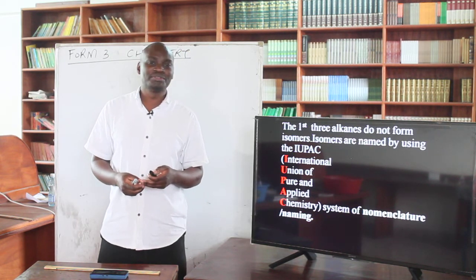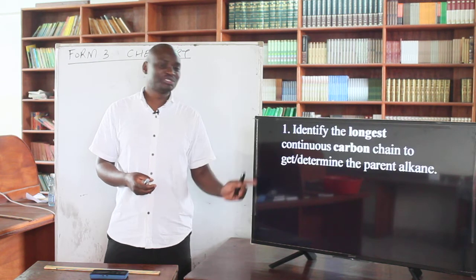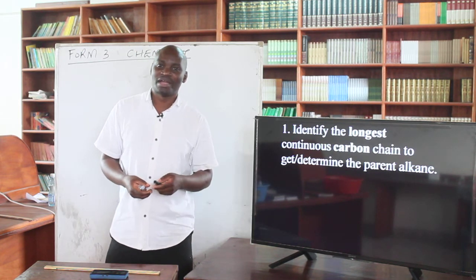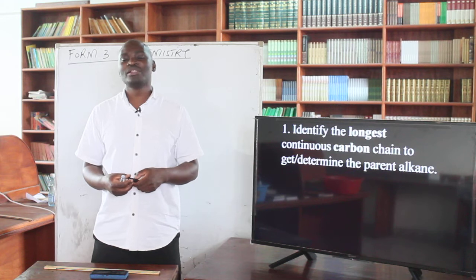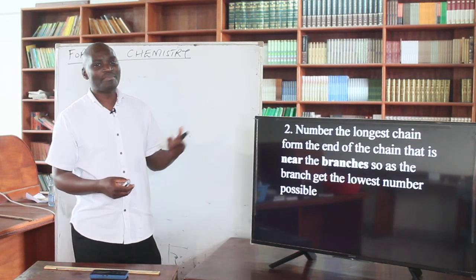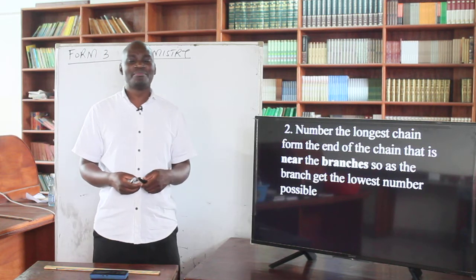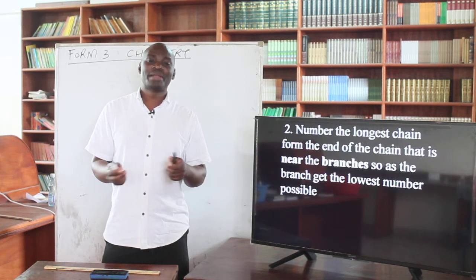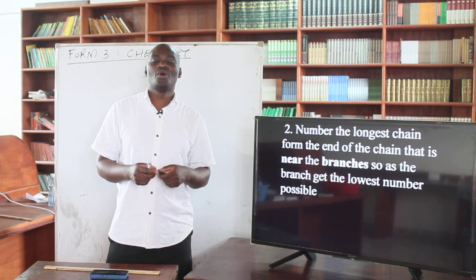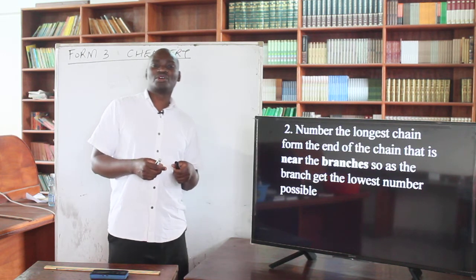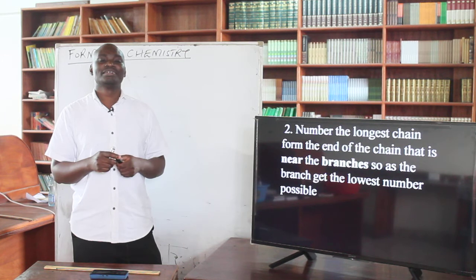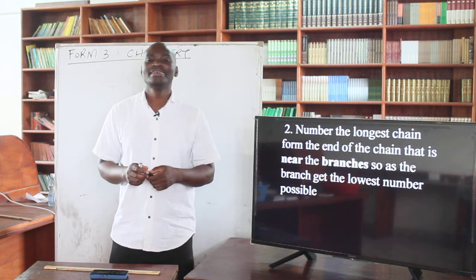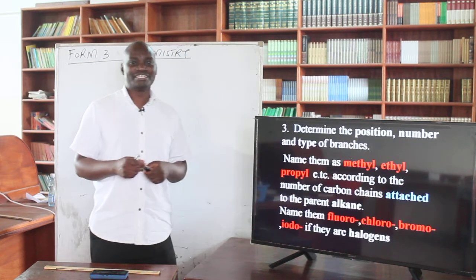in naming these compounds. One, the first thing that you must do is to identify the longest continuous chain of carbon atoms. That will give you what is called the parent name. Number 2, we number the carbon atoms, considering the branches. The branches can be alkyl groups or halogens, where we talked of fluoro for fluorine, chloro for chlorine, bromo for bromine, and iodo for iodine.